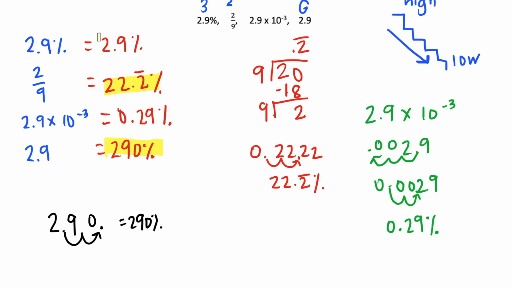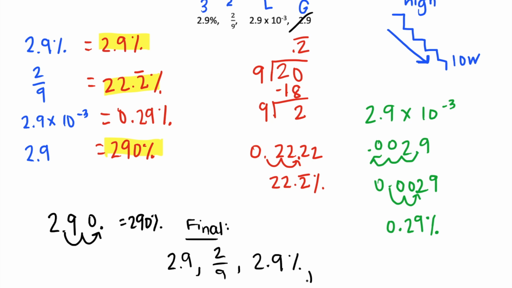And then since we were going in descending order, I'm looking for my smallest number to be last, and my smallest number here was 0.29%, or that number written in scientific notation. So now to write my final answer, I'm going to rewrite all of these in their nice form of what they started with. We know that our greatest number or our highest number was 2.9. The number that came after that was our second number of 2/9. The number that was lower than that was 2.9%. And then finally, our last number that was the lowest was 2.9 times 10 to the negative third.